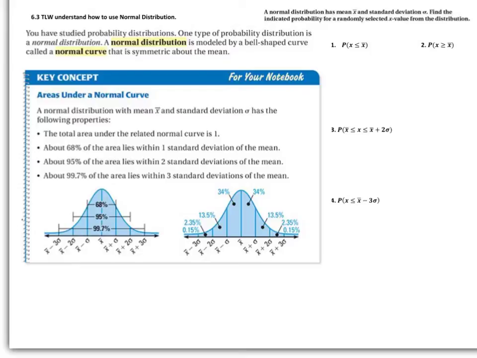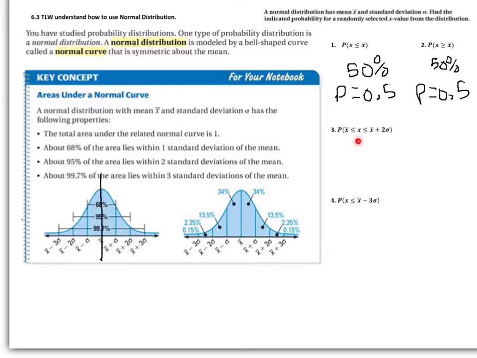So let's look. We want the probability that we are going to be less than the mean. Well, if you just go less than the mean, that's right here, that would be 50%, or 0.5. The probability you're greater than the mean, well, 50% or 0.5, because it's half. The bell, standard normal curve, bell cuts it in half. Okay, let's look at this next one.